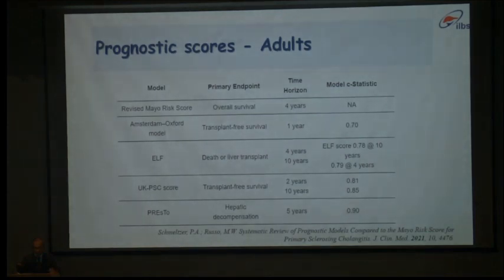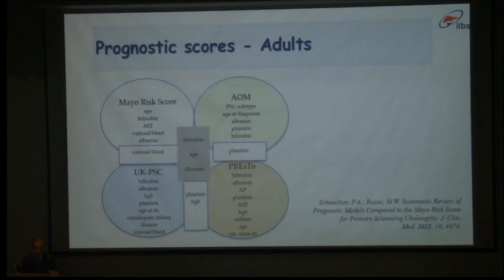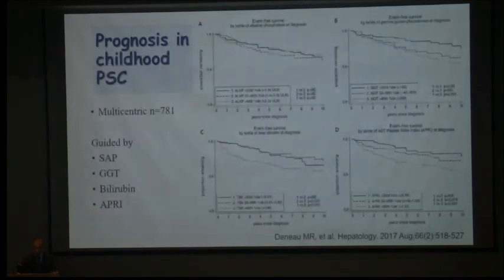In adults, these are the various scores: Mayo, Amsterdam, Oxford, enhanced liver fibrosis, UK-PSC, and the PRESTO model. These are the various combinations which have been used: age, bilirubin, AST, platelets, variceal bleed, and sodium, albumin. So a combination has been used by these scoring systems. So what about children? This is again the data from the largest PSC cohort, where ALP, GGT, bilirubin, and APRI have been shown to be significantly associated with event-free survival.